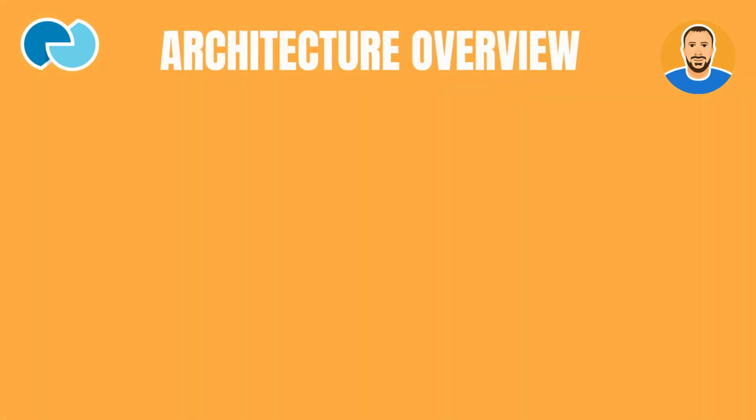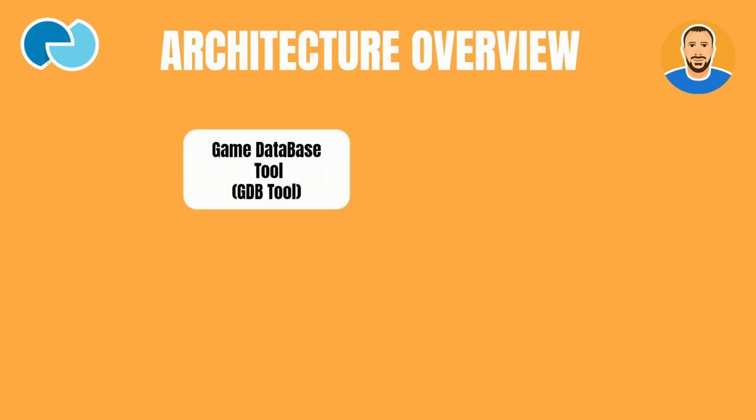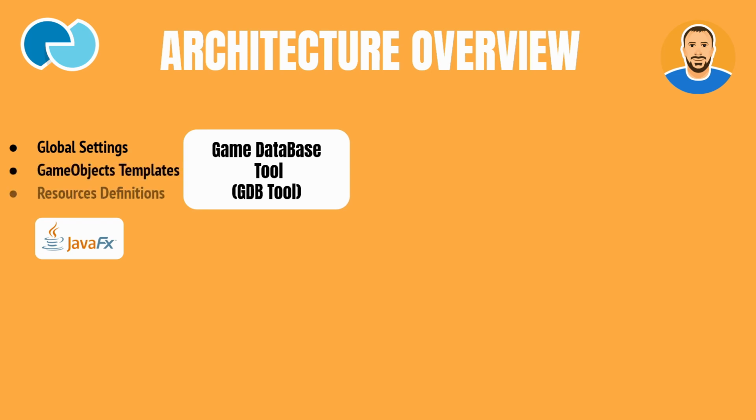The architecture of my game works as follows. First we have something that I call the game database tool, or GDB tool. This additional tool contains all the common definitions data. This tool is using JavaFX to ease the integration with the game. With the GDB tool, I can edit three main types of data definitions, which are the global settings, the game object templates, and finally the resource definitions.